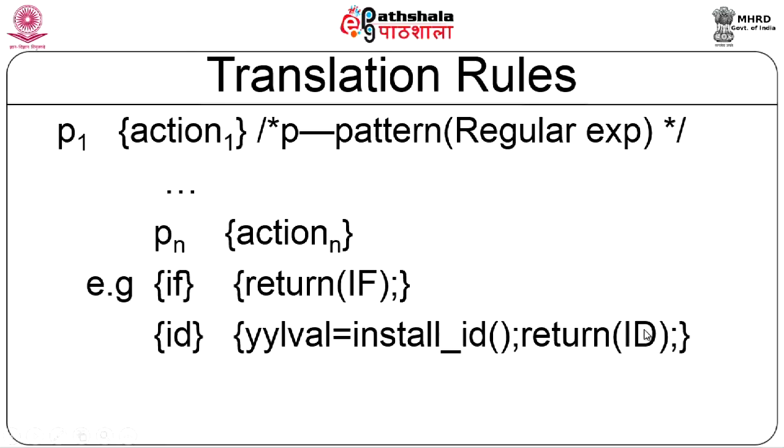So, what does this basically infer? I can have multiple statements as part of my action. I have two statements here, one assignment and one return statement. That is what this conveys. So, if I encounter ID, I have to assign yylval as the return value of install ID, and then I can also do a return ID statement as part of the function.